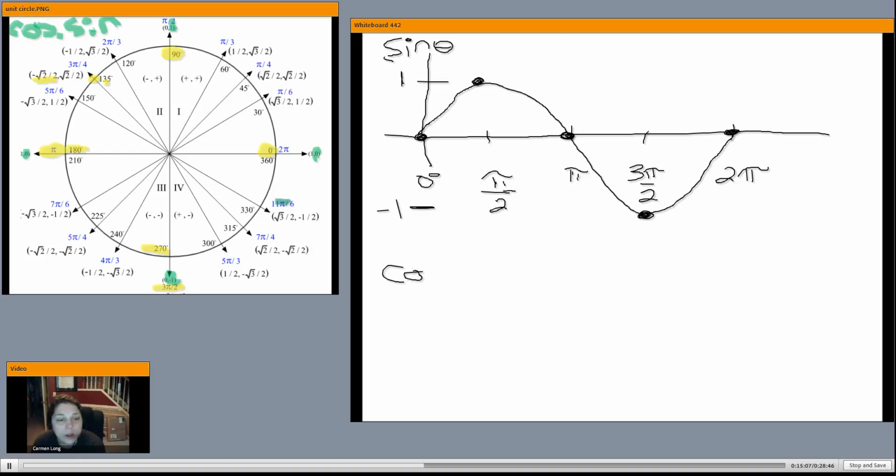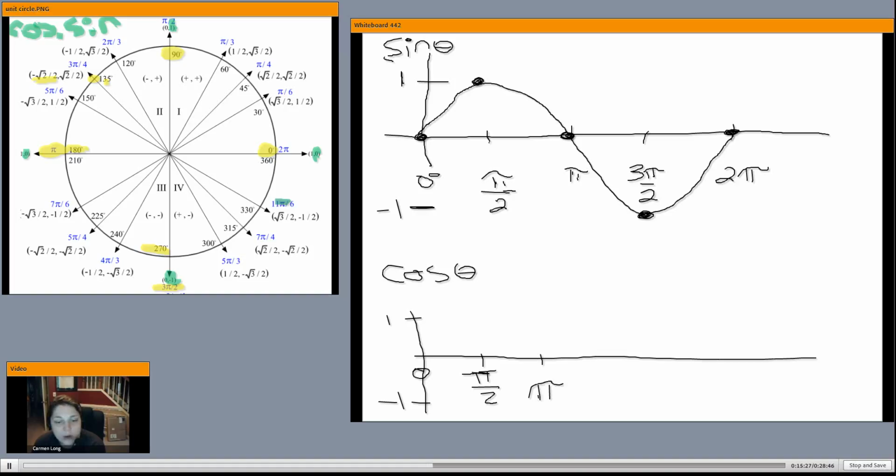The cosine curve, cosine theta, we're going to have the same markings. We're going to have 1 to -1. We're going to have this one is 0. We're going to have pi over 2, then we'll have pi. Remember, pi is just 180. Then we'll have 3 pi over 2. And then we'll have 2 pi.